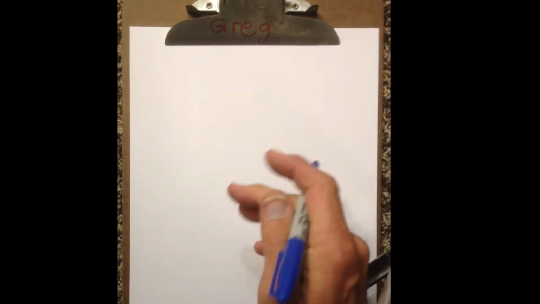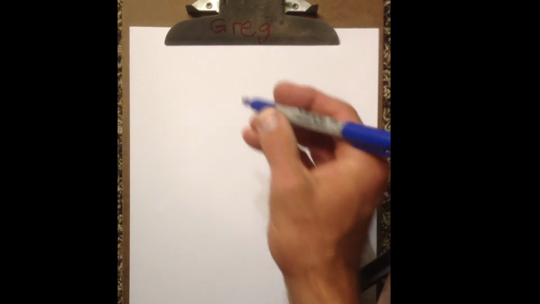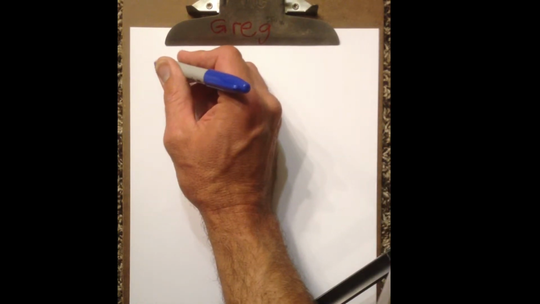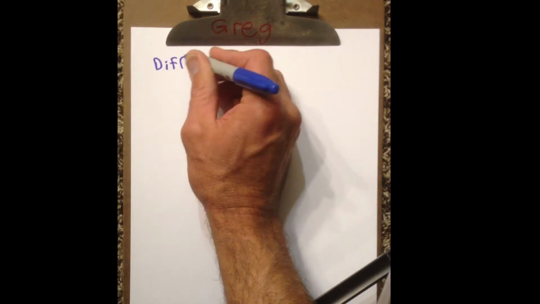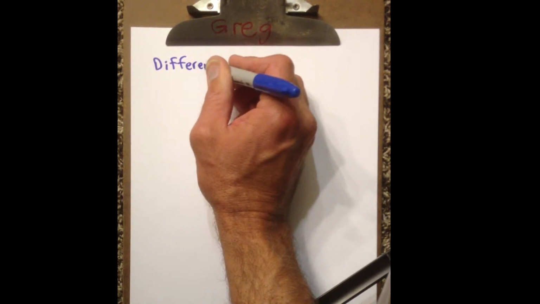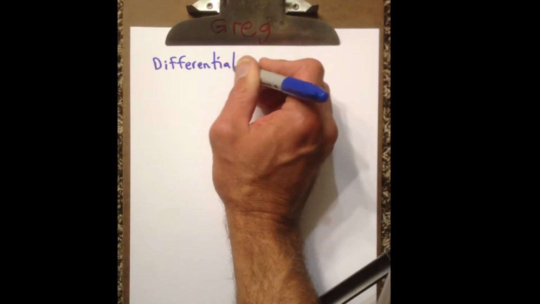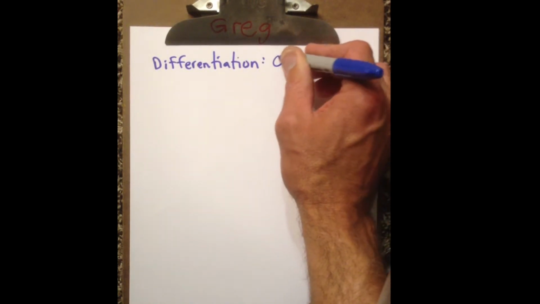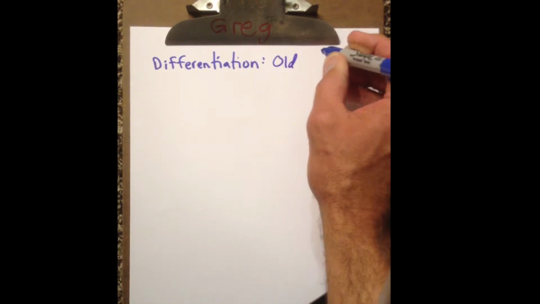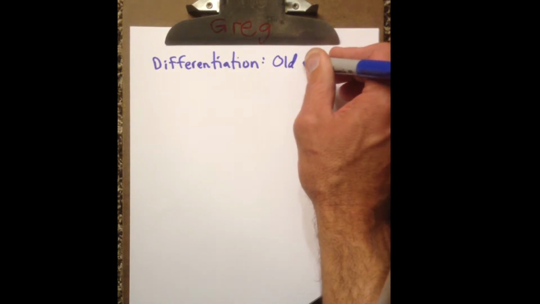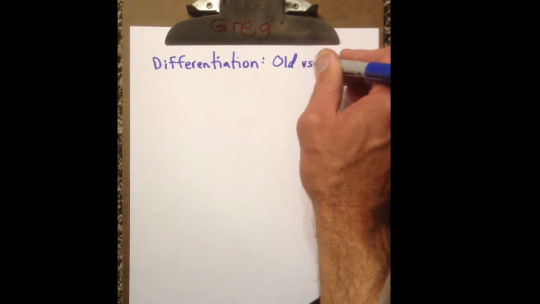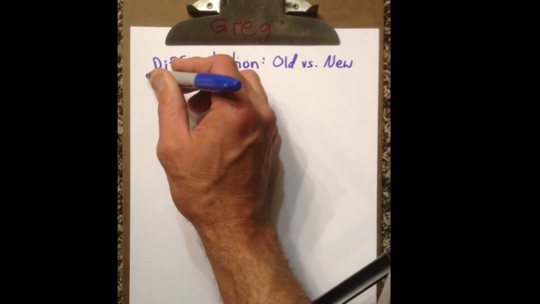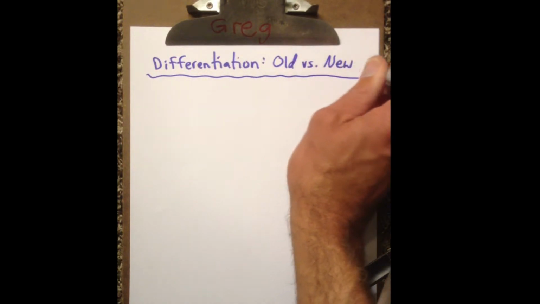All right, so this is what we're going to look at today. Let's call it differentiation, old and new. So it's a differentiation. We'll look at some old work, some new work, and hopefully see why we need another technique than what we've seen so far. So differentiation, old versus new.